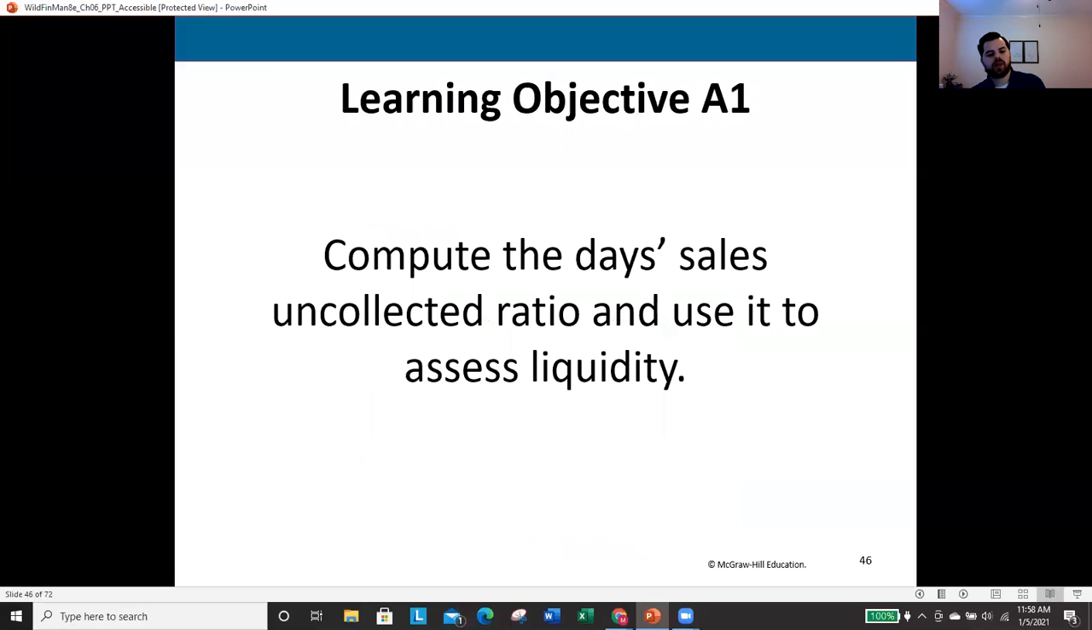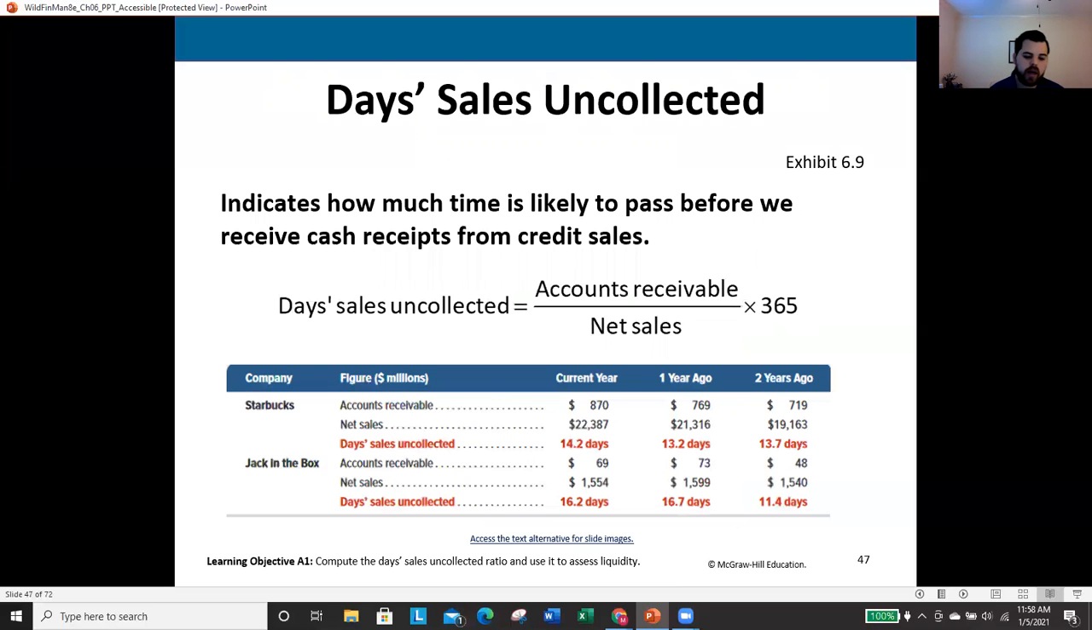Now, last couple of things here. We want to compute days sales uncollected. So here we go. In this case, we're looking at days sales uncollected. And remember our rule. Anytime you see the word days, you're going to multiply by 365. So don't forget that as we come up to it here in a moment. And the general formula here, of course, just simply accounts receivable over net sales.